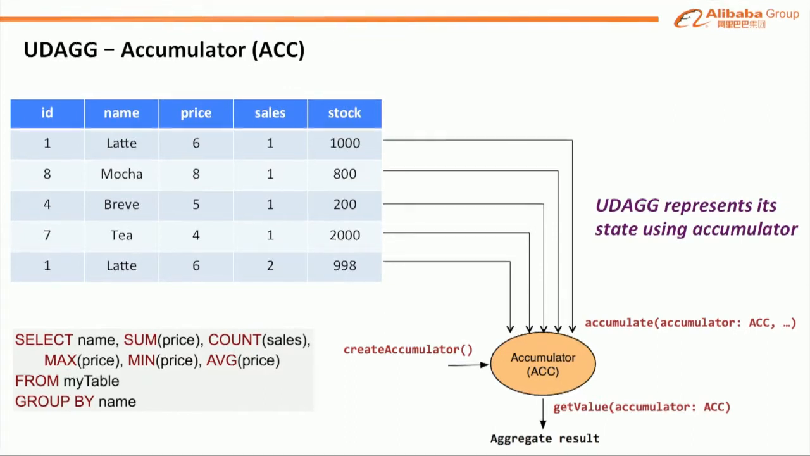To remember, I mentioned that to ensure exactly-once and stability, we have to put this state, the accumulator, into the backend state. So that's how the entire aggregate works in streaming.